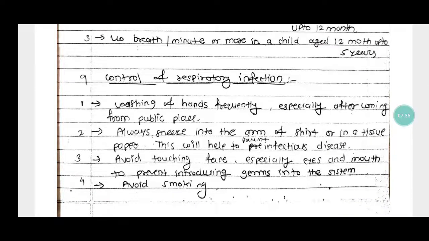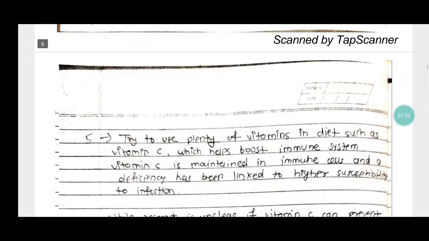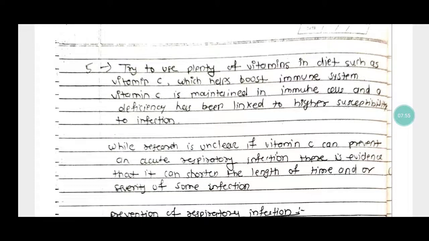So, for the control of respiratory infection: wash your hands frequently, especially after coming from public places, and avoid touching your face, especially eyes and mouth, to prevent introducing germs into the system. Also avoid smoking. And lastly, try to use plenty of vitamins in the diet, such as vitamin C, which helps to boost the immune system.